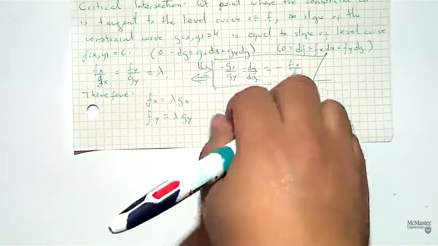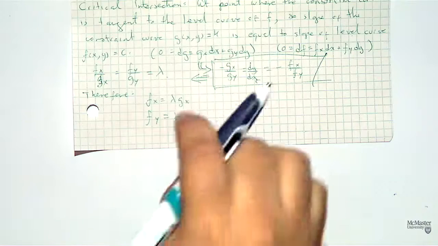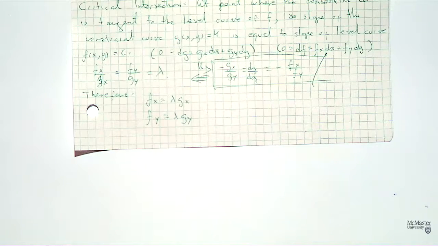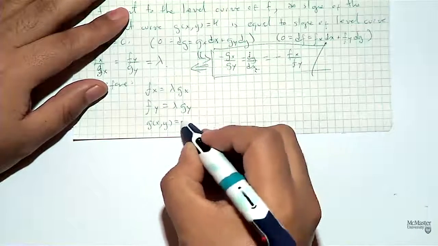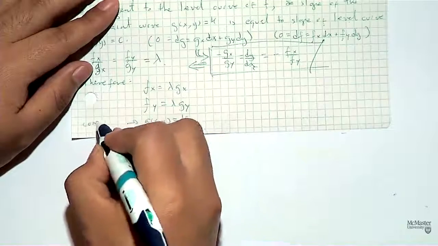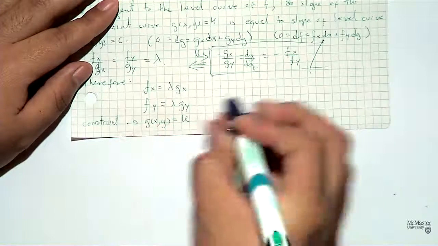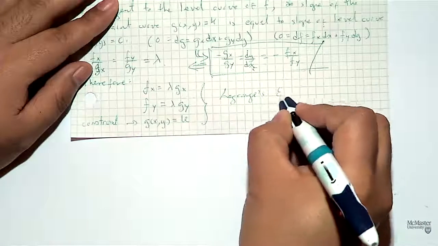So at least, if you think in a more abstract, logical, mathematical way, tangency of the level curve with the constraint gives me these two relations. And the last Lagrange equation is simply a restatement of the constraint, g of xy equal to k. So this is just the constraint, and the three of these form Lagrange's equations.